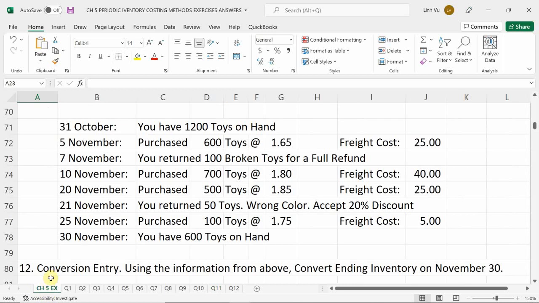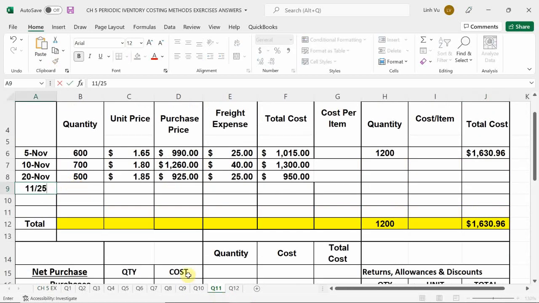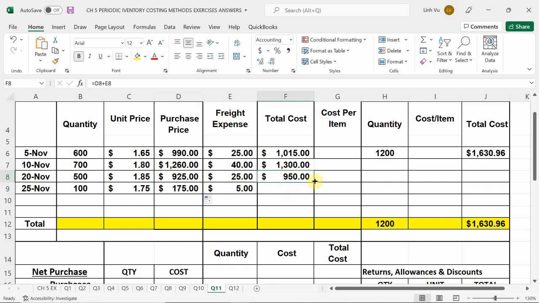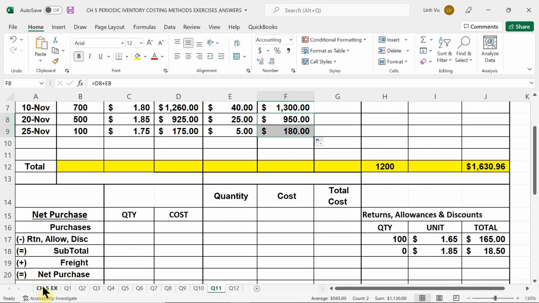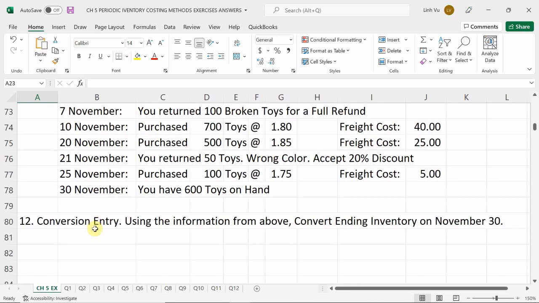Then, last but not least, on November 25th, we end up purchasing 100 toys at $1.75 with a freight of $5. Okay. So, it's November 25th, 100 units at $1.75 with a freight of $5. Okay, so in this case, purchase price, plus $5, $180. Okay.